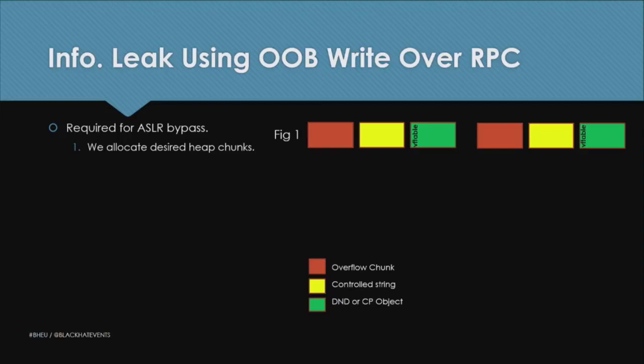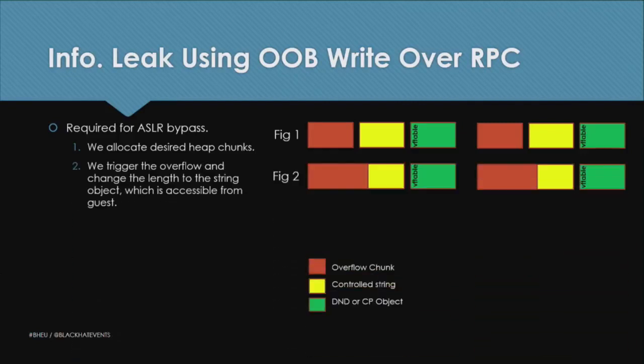And the yellow one is the control string, which you control from the guest operating system. The interesting thing about the control string is that from the guest operating system, you have access to read and write to that block. And after that, we have a DNDCP object. So once we trigger the overflow, we are going to overwrite some of the initial bytes of the next adjacent heap block, which is the control string. And we actually modify the length of the string, the control string.